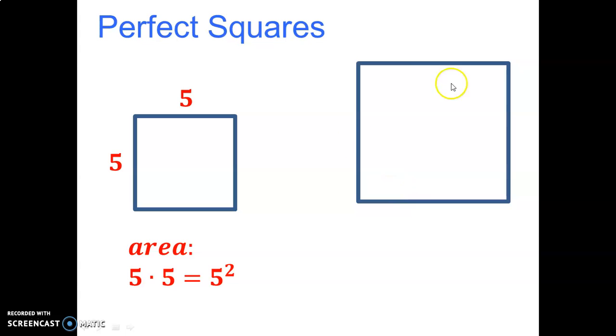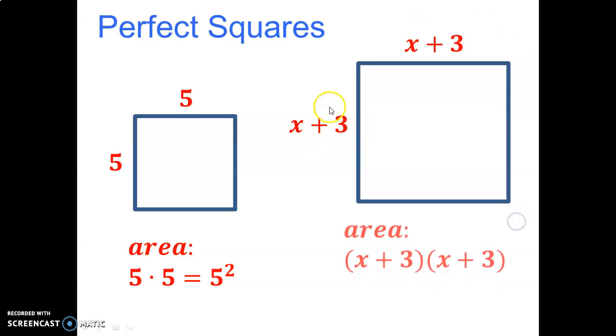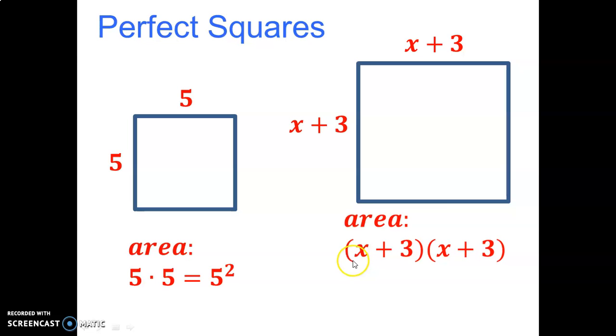Let's begin with another one here. We have now an algebraic square, x plus 3 by x plus 3. It's still a perfect square because the sides are of equal length. And the area of that would then be x plus 3 times x plus 3. That can be rewritten as x plus 3 squared. Just like we wrote 5 squared here, we can write x plus 3 squared.